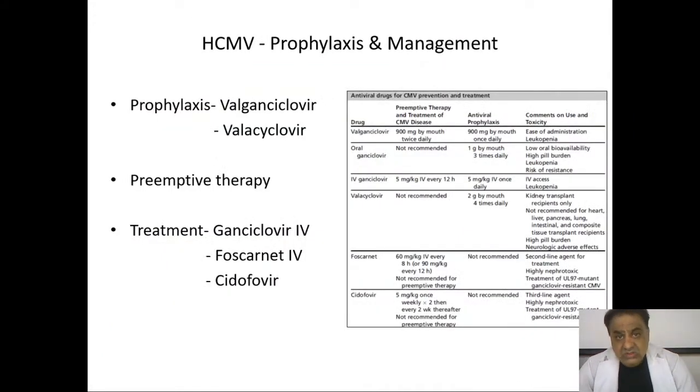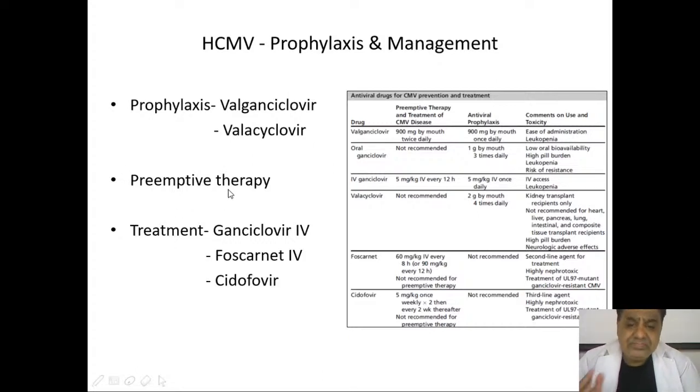Now a word about prophylaxis and management. The drugs which are used for prophylaxis. Once the transplant happens, many patients are put on prophylaxis with valganciclovir or valacyclovir. And then two things are done later. Either a preemptive therapy approach is done or a treatment approach is done.